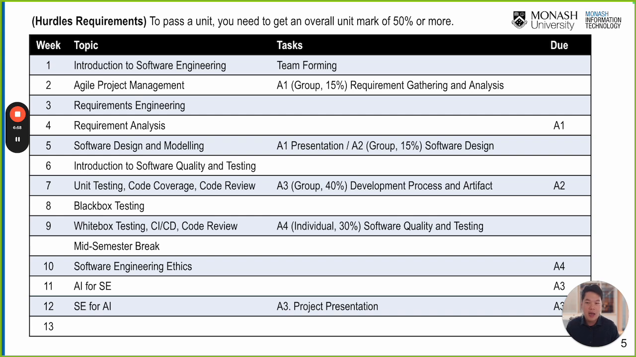We will learn how to write unit tests, what code coverage is, and how we can conduct code review effectively. There are different types of software testing strategies, like black box testing, white box testing, and how we can run CI/CD. And then there will be a mid-semester break. After the break, we will learn about software engineering ethics. And the last two lectures are very important.